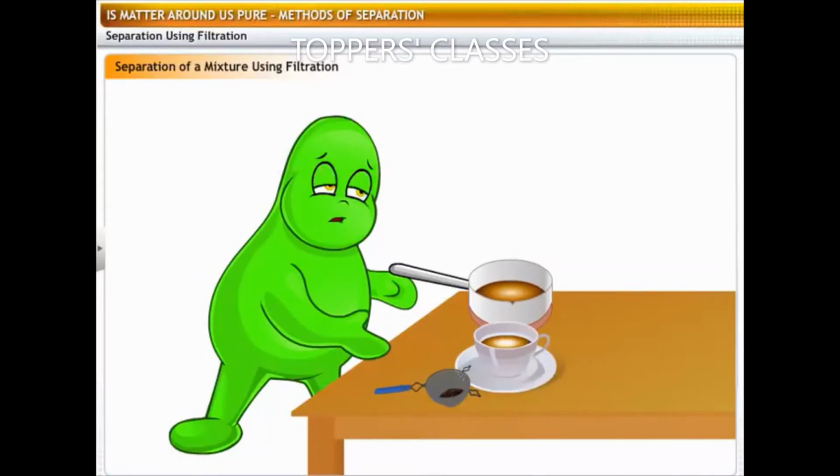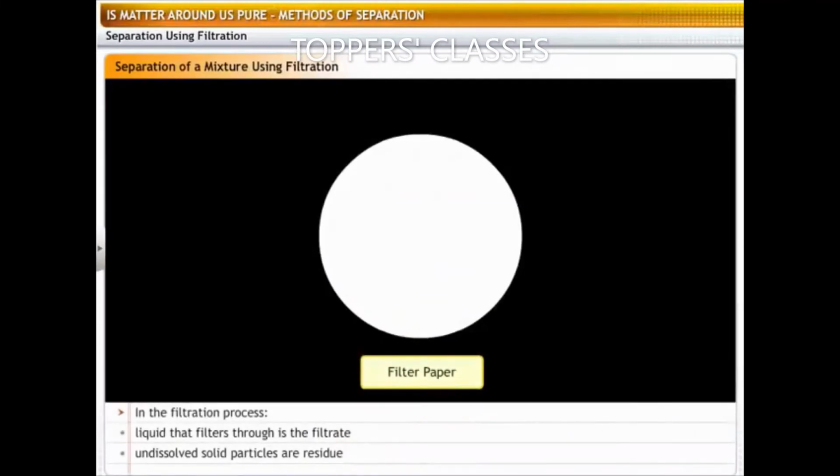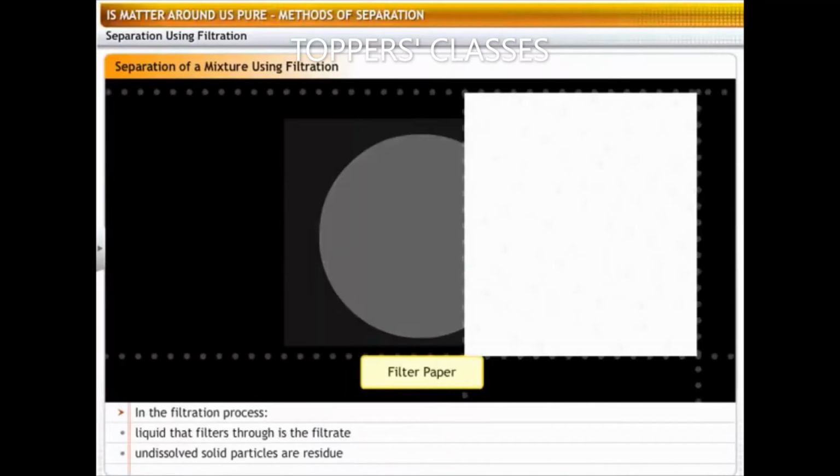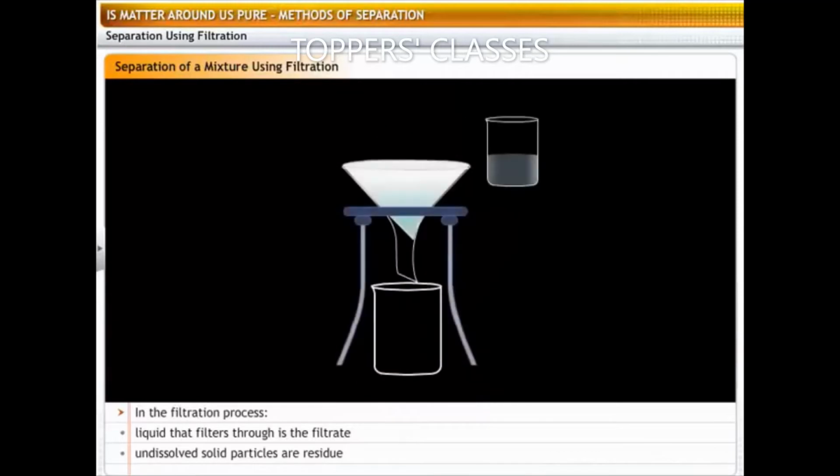Using a strainer to strain tea leaves is very similar to the process of filtration. Filtration is the process by which insoluble solids can be removed from a liquid by using a filter paper. A filter paper is a special type of paper which has pores that are tiny enough to let only liquids pass through it. If you pass a solution through filter paper, any undissolved solid particles will get left behind on the paper, whereas the liquid will filter through.